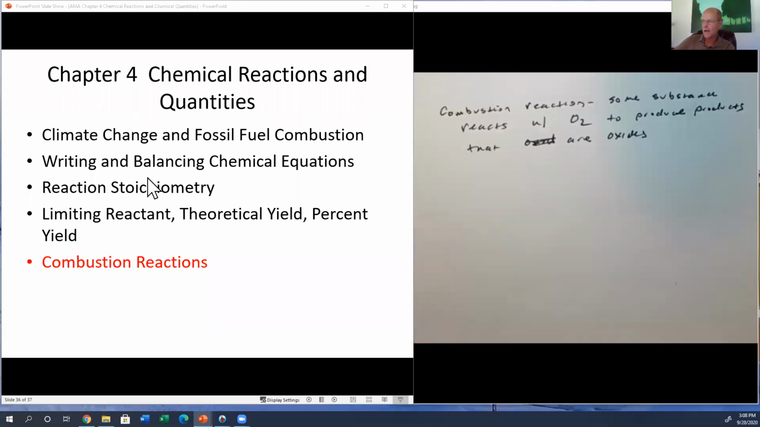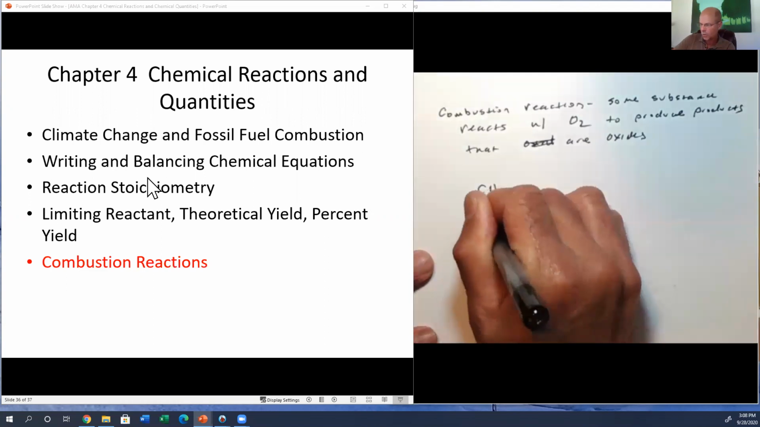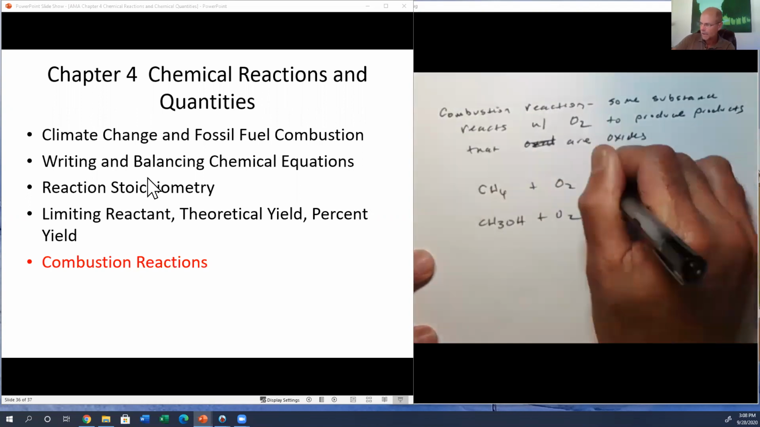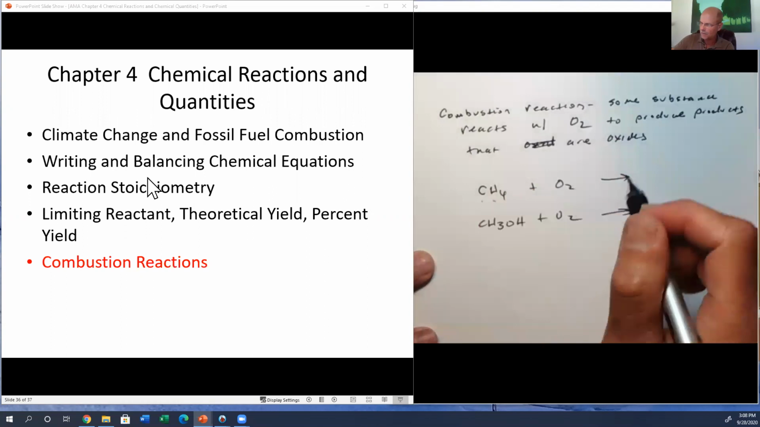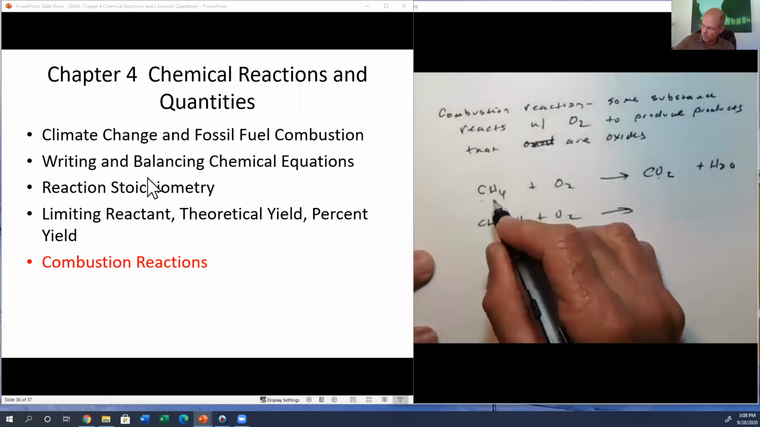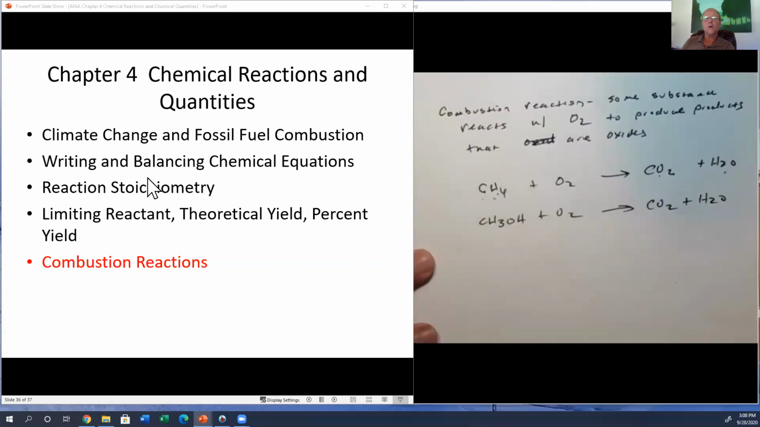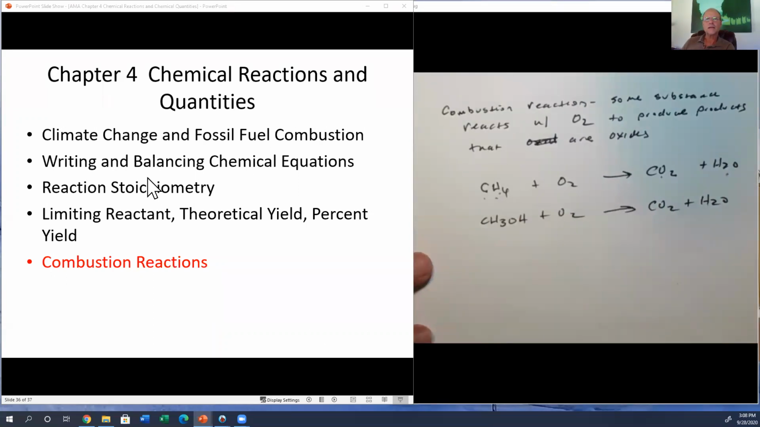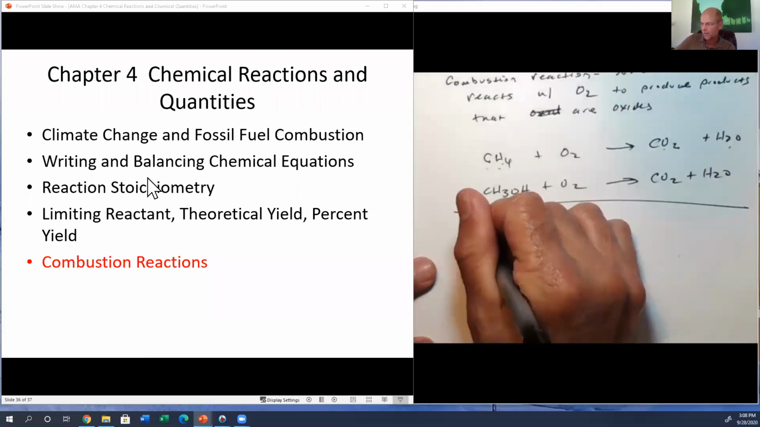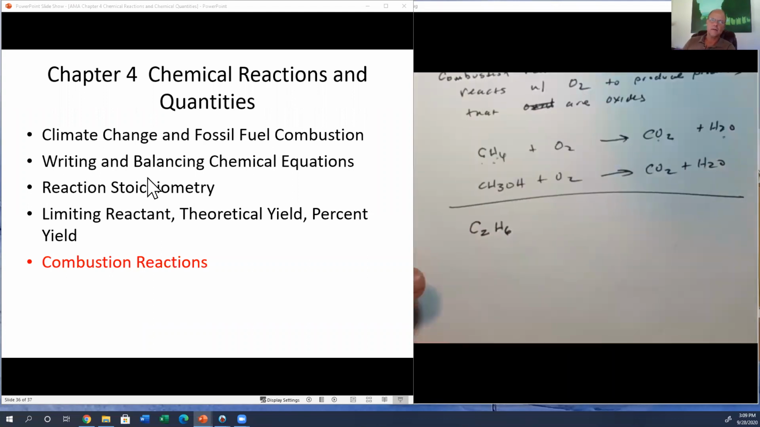So the type of combustion reaction that I want you to be familiar with is the type where you have some compound like, let's say, methane or methanol, reacting with oxygen. And the products, in this case, if you have carbon and hydrogen, are always going to be CO2 and water. In other words, the oxide of carbon and the oxide of hydrogen, right? So the type of problem I expect you to be able to solve is something like: write a combustion reaction for the combustion of C2H6, let's say.